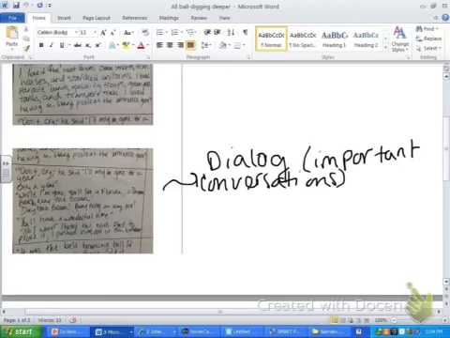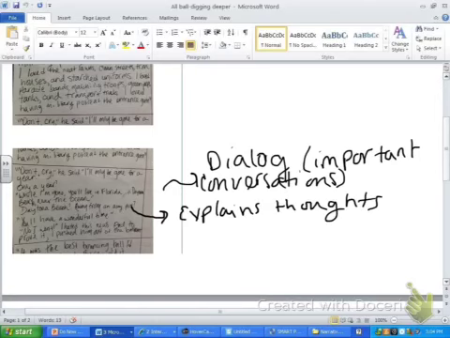She also uses a really neat strategy where she explains her thoughts. So we really hear her thoughts. Okay, and she does that in the story in italics. So that's one way to really show us that this is a really important part of the story, this conversation she's having with her dad.